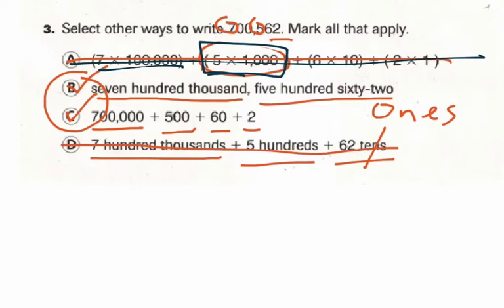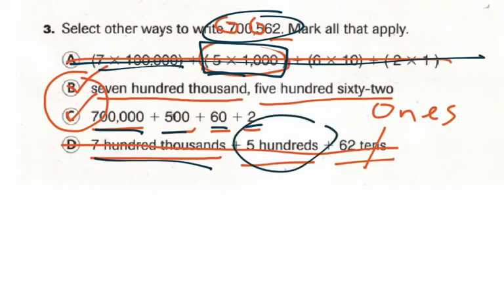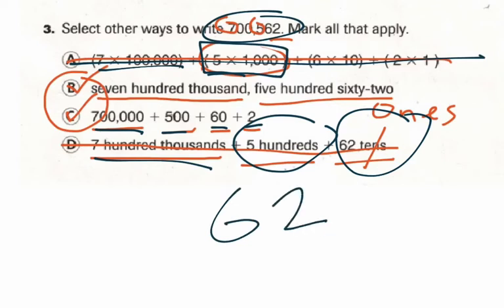700,000 is correct, 562 is correct, so that works. In this problem here, 700,000 plus 500 plus 60 plus 2, that does equal that number. They're just using expanded notation, so that works. In the last one, you have 700,000, but you have 5 hundreds, which works, but you have 62 tens. And 62 tens is the same as 620. So because of that, that answer doesn't work, and we cross it out.